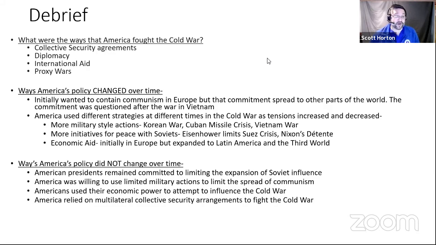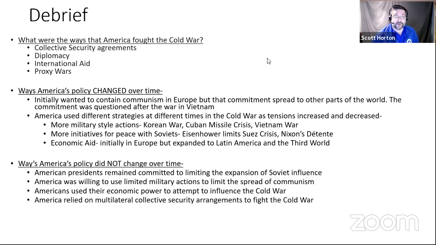The second bullet, America was willing to use limited military actions to limit the spread of communism. Korea is a good example of that. Vietnam is a good example of that. And I use the word limited because, of course, we don't use nuclear weapons. We don't use the full force of American military might, but something less than that. And again, we'll talk more about that in detail with the Vietnam segment when we get there.